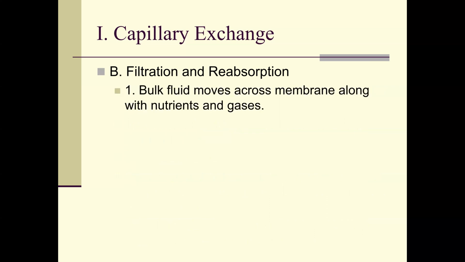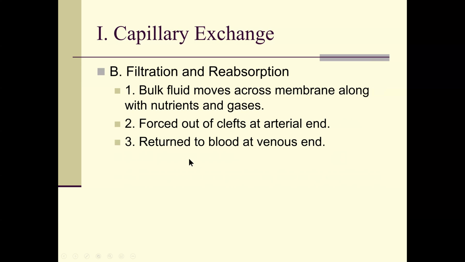Bulk fluids move across membranes along with nutrients and gases. Fluid, nutrients and gases are forced out of the clefts at the arterial ends. You've got a pressure head there, and all these openings to push fluid out. Stuff's going to be pushed out, but everything can't get pushed out, because otherwise your entire body would swell. You've got to bring most of that stuff back in, so it is returned to the blood at the venous end.